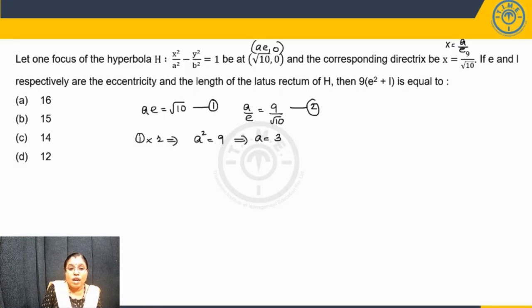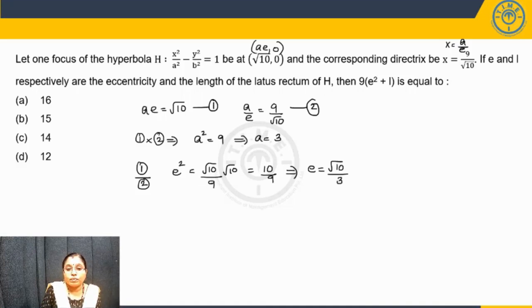Similarly, if you divide ae by a by e, 1 by 2 will give you e² equal to √10 by 9 by √10. So we are going to get 10 by 9. So what is e from this? e is equal to √10 by 3.